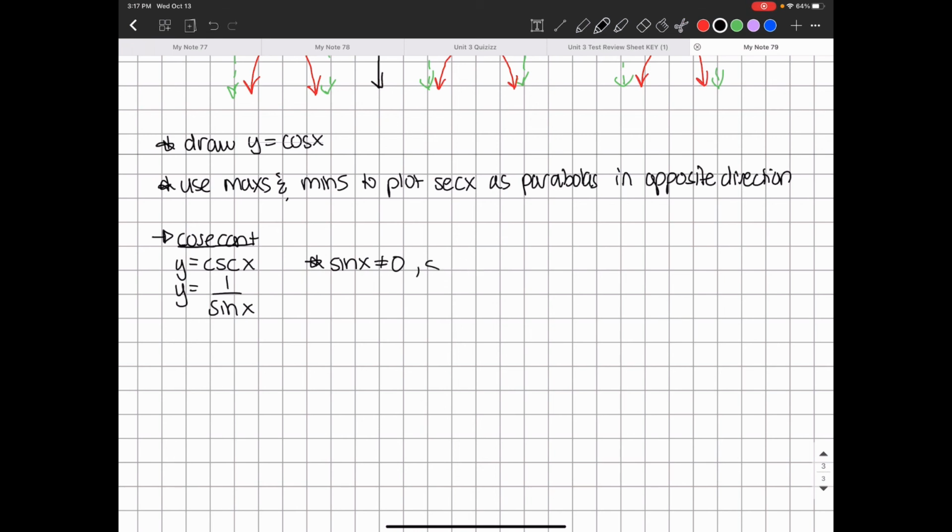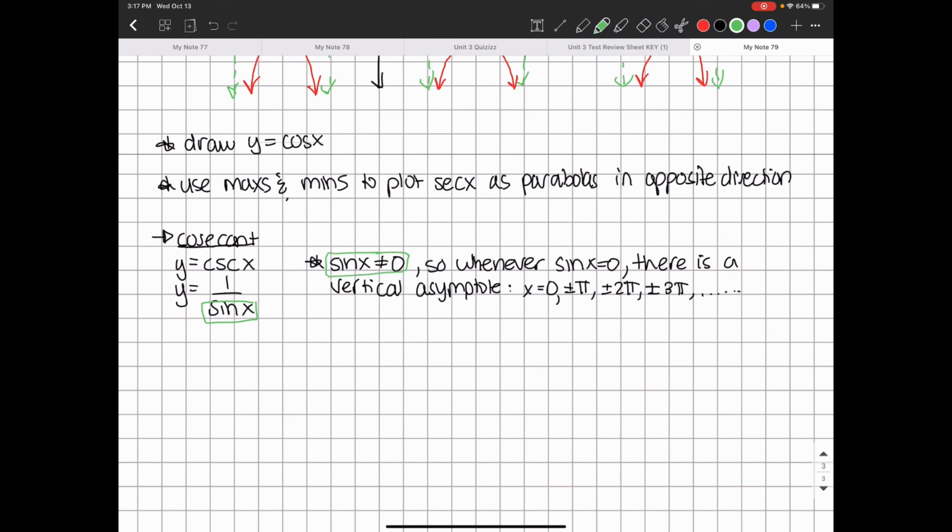So whenever sine of x is equal to 0, there is a vertical asymptote. So x is equal to 0 would make sine of x 0, plus or minus pi is 0, plus or minus 2 pi is 0, plus or minus 3 pi is 0. These are all not allowed to be 0 because they're in the denominator. So these are all vertical asymptotes.